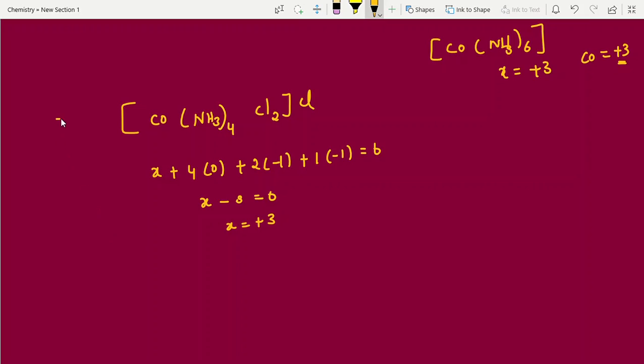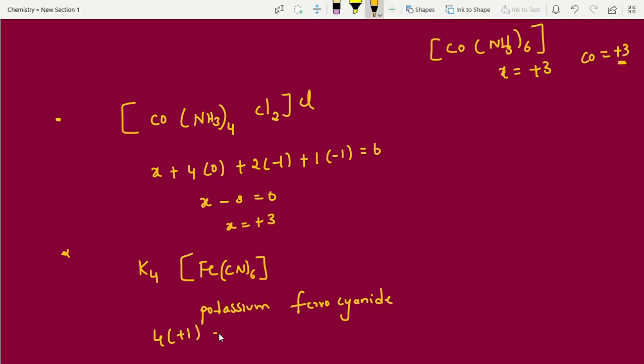K4FeCN6. Next example, K4FeCN6. Write the name: potassium ferrocyanide. Okay, next one. What is this oxidation state, students? Potassium, each potassium is plus 1, first group element. X, iron, you don't know. Central atom only they will ask. 6 into minus 1 equal to 0.